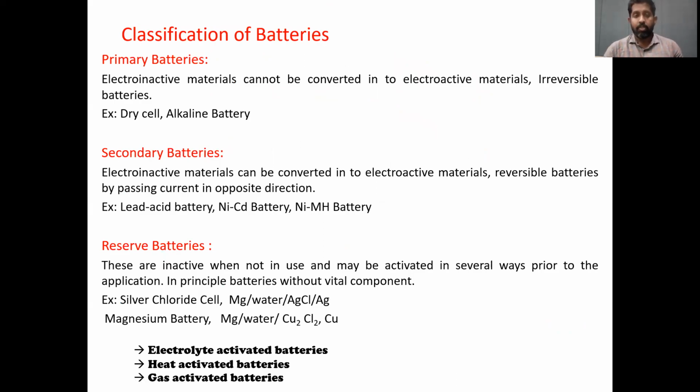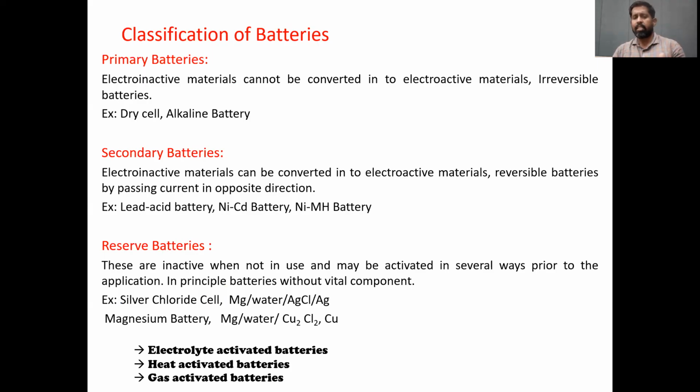Before going into depth, we'll see a simple classification of batteries. They are classified into primary batteries, secondary batteries, and reserve batteries. It's very simple. Primary cannot be recharged. Secondary means you can reverse the reaction and recharge the batteries. That means if you supply DC current, it can be charged back. The electro-inactive materials can be converted back to electroactive materials.